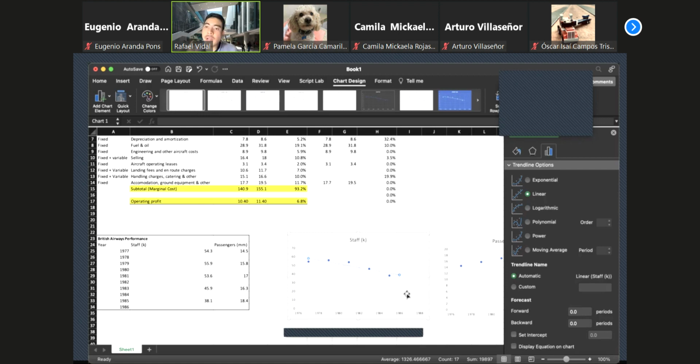Okay, this is what I was telling you when I was talking about the nature of the curve you're trying to analyze. This is a linear trend line, but have you taken math?